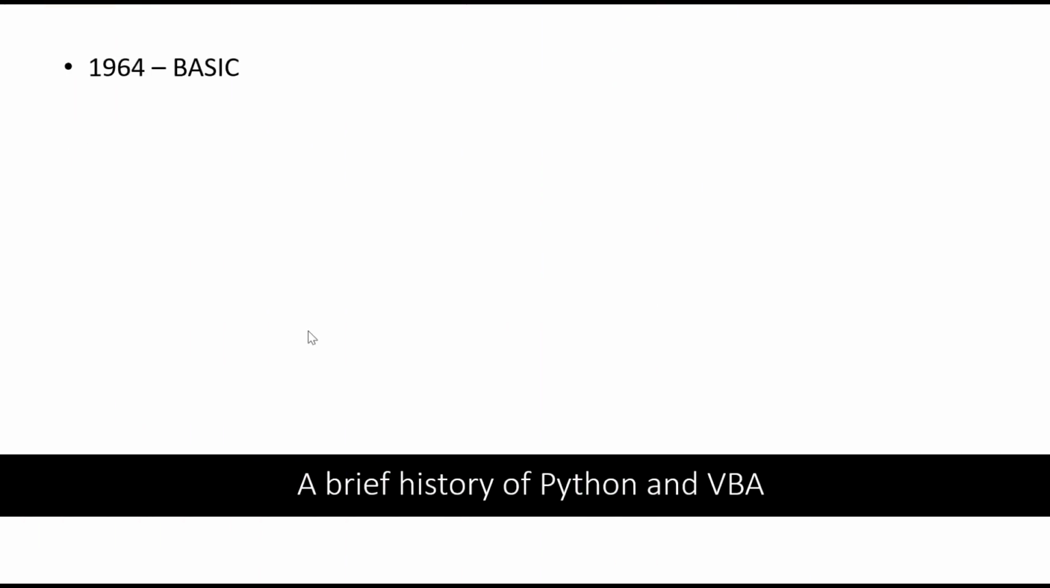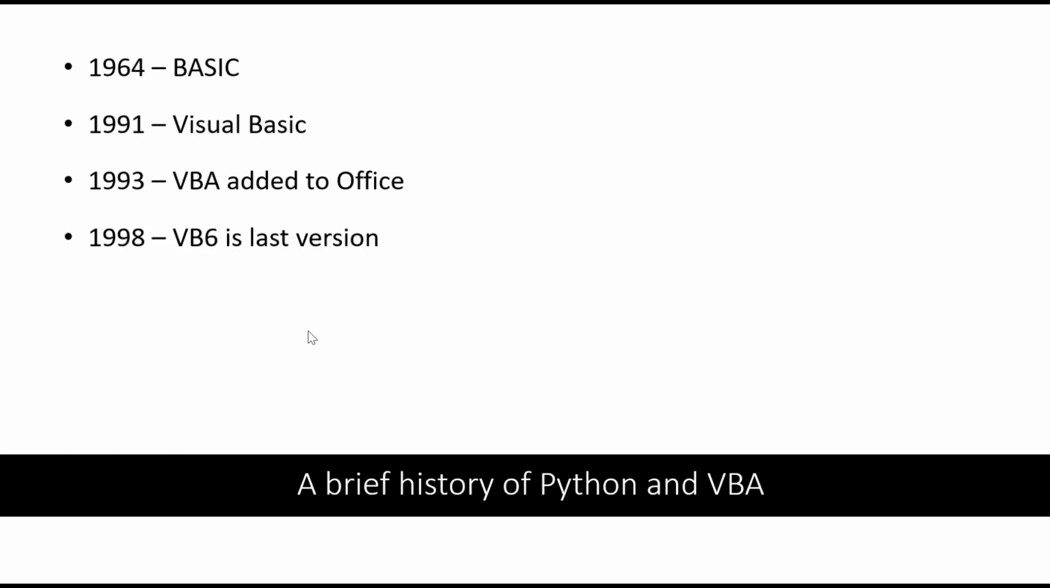Basic, the language, was released in 1964. Now in 1991, Visual Basic was released, and Visual Basic was based on the Basic language, but with the visual component. And it was a big hit when it came out, because it allows people to very quickly create user interfaces for Windows. Now in 1993, Visual Basic was added to Office as VBA. And then in 1998, Visual Basic 6 was released, and this was the last version of Visual Basic, because after this, Microsoft moved to VisualBasic.net, which is essentially a different language.